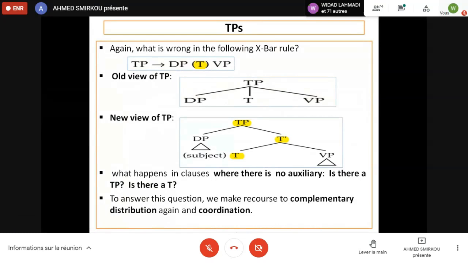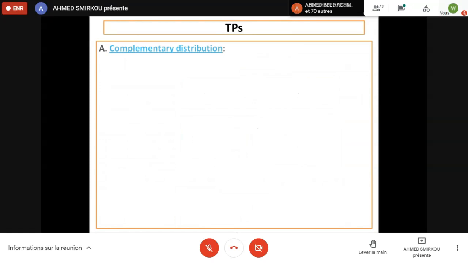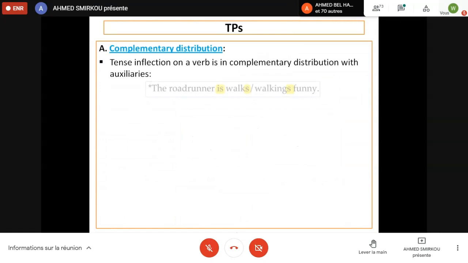Remember, if two elements occur in complementary distribution, or if you can conjoin them using coordination, it means they are instances of the same thing. They are examples of the same thing. Now, what should we do? Please pay attention. I said we have T with auxiliaries. So if we find an auxiliary that occurs with inflection endings in complementary distribution, it means that we have T everywhere, with all other clauses. Now, look at these examples.